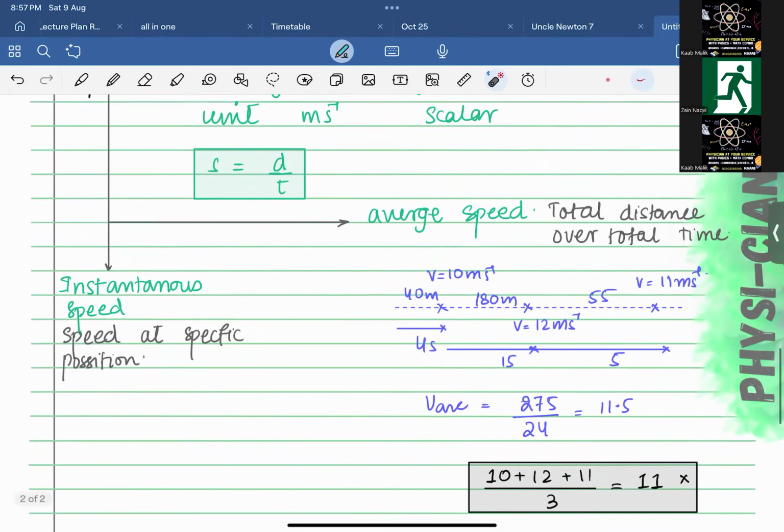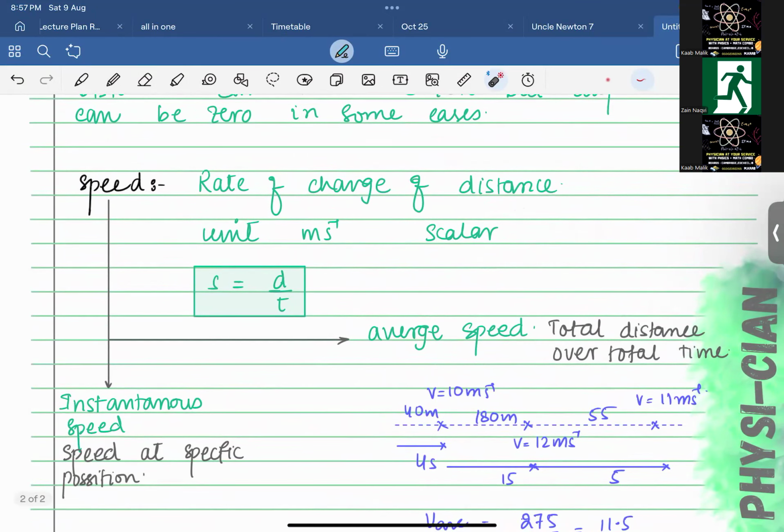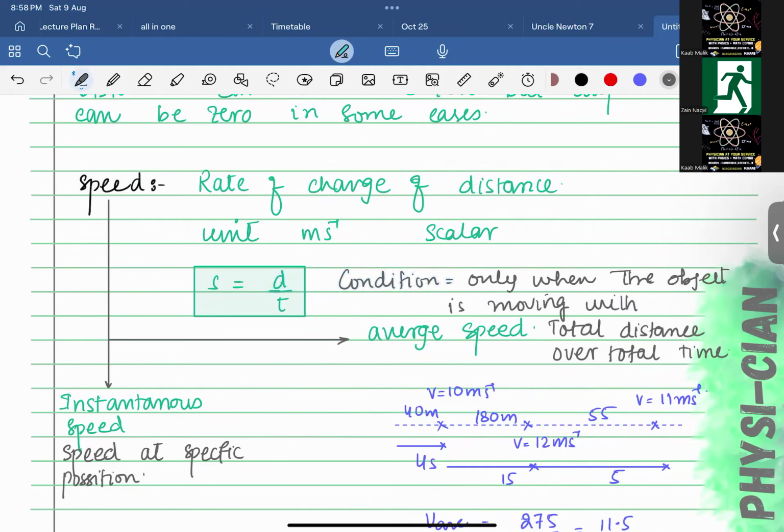So these are the two types of speed. And please keep in mind that the formula speed equals distance upon time is only applicable when you have constant speed, like when the object is moving with constant speed. In that case, this formula works.